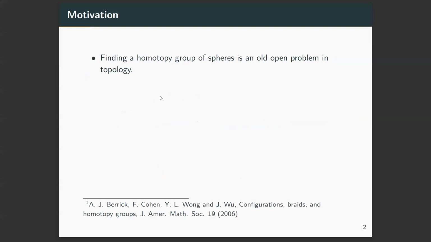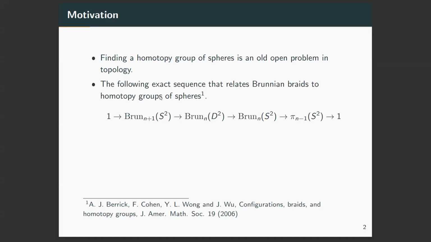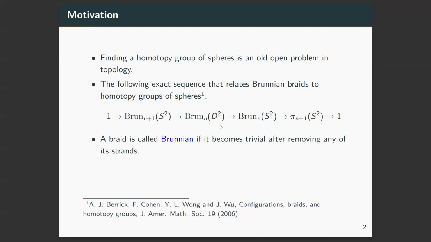Finding the homotopy group of a sphere is one of the most interesting problems in topology. The following exact sequence connects Brunnian braids to the homotopy groups of spheres. Here, Brunnian of S2 is the Brunnian braid on the sphere, and Brunnian of D2 is the Brunnian braid on the disk, which is called the classical Brunnian braid. A braid is said to be Brunnian if it becomes trivial after removing any of its strands.